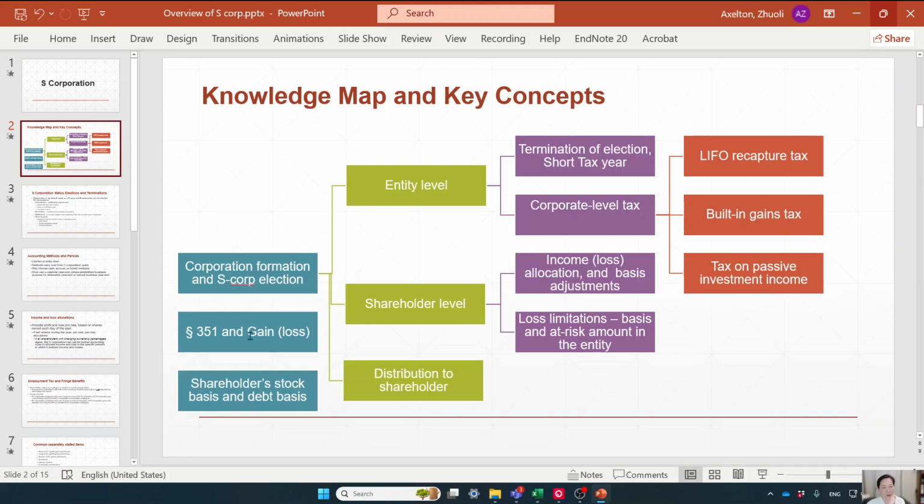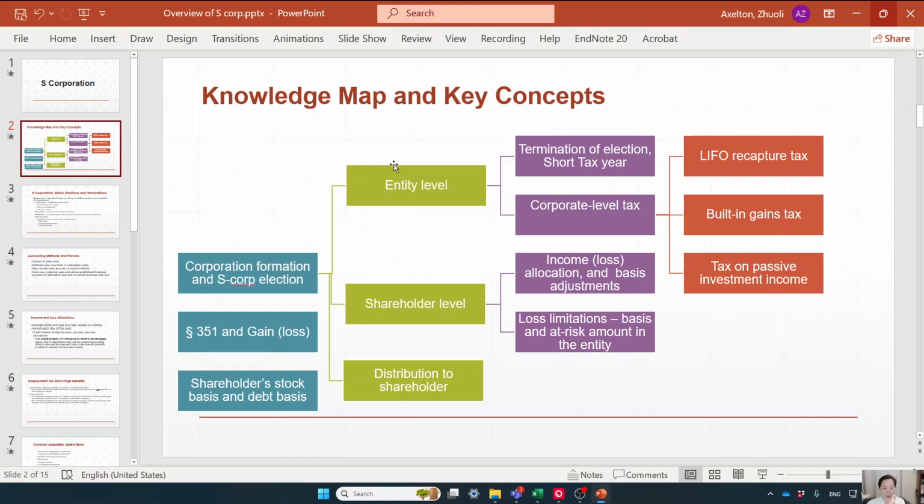From a contribution perspective, from a formation perspective, the Section 351 non-recognition of gain or loss still applies, and shareholder stock basis and debt basis are maintained separately for S Corp shareholders. That's something that's a little bit different from the partnership.